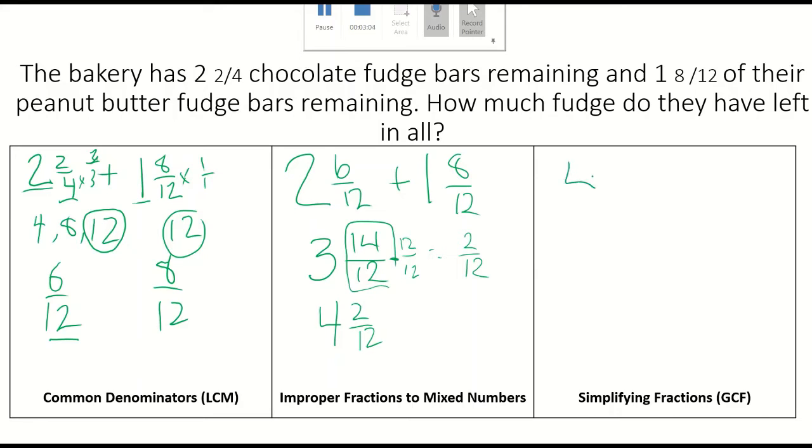So we're going to take 4 2/12, put it over here. I'm going to show you how to simplify fractions using common factors. So I'll show you how to do my way, and then Mrs. Kramer will just give you a reminder for her class.